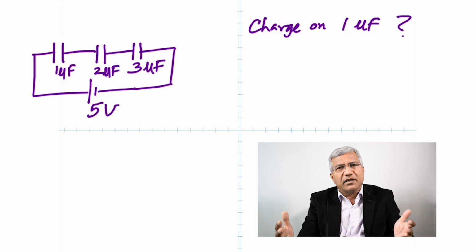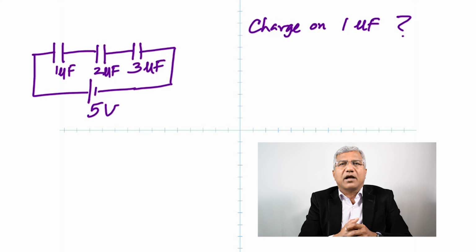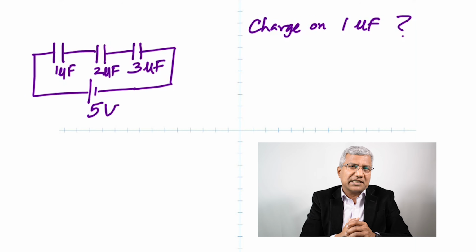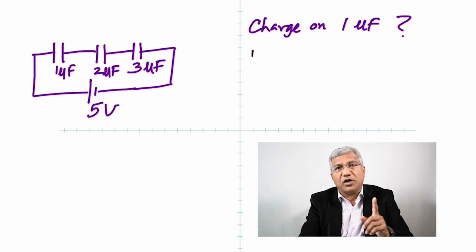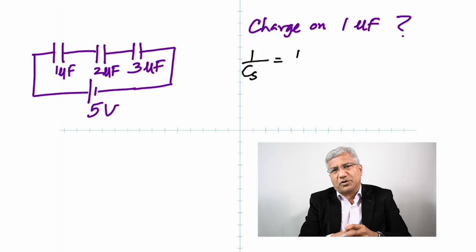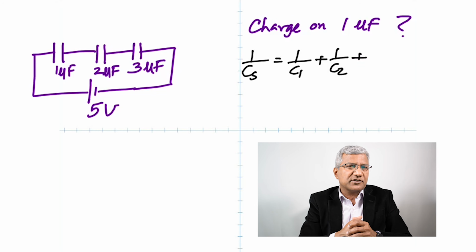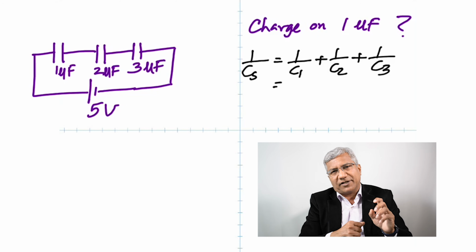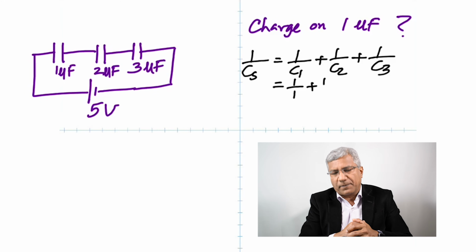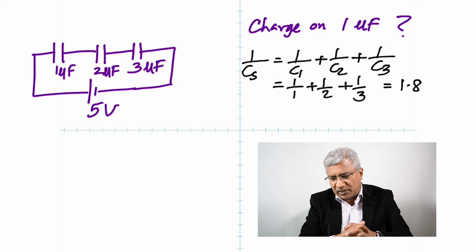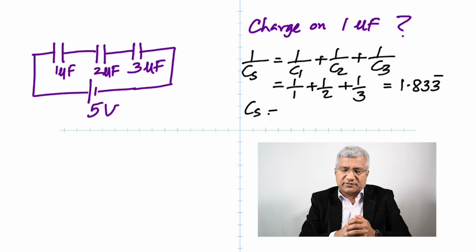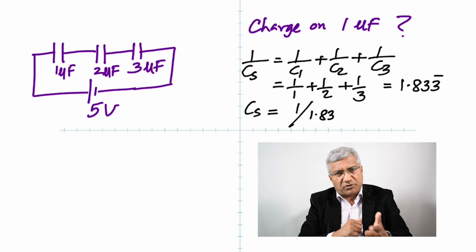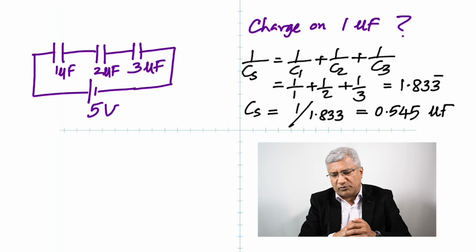First of all, find the equivalent capacitance. How do you find the equivalent capacitance in series? Remember, it's 1 over C is equal to 1 over C1 plus 1 over C2 plus 1 over C3. You notice the difference between capacitors in series and resistors in series? Okay. So do the calculation. You get 1 by 1 plus 1 by 2 plus 1 by 3, and that is 1 over CS. And therefore, you got to take the reciprocal of that, which will give you 0.545 microfarad.